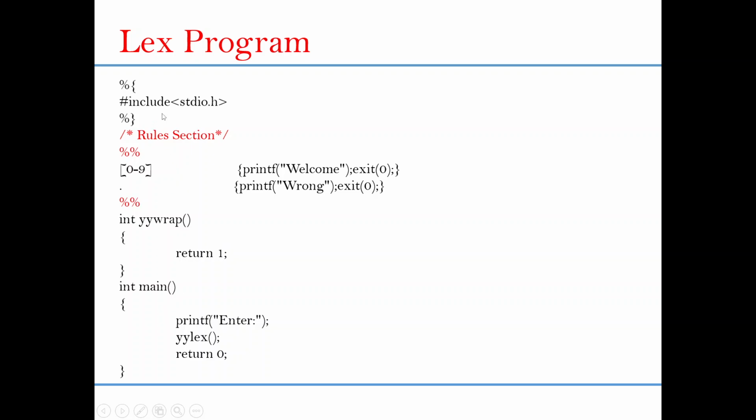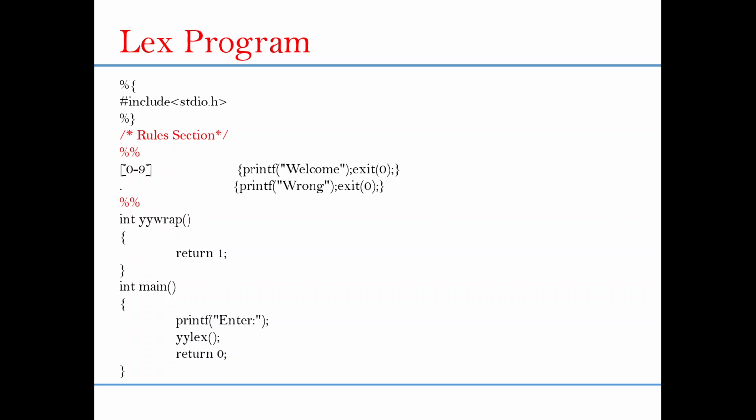Now how are we going to compile this program, and how are we going to run it? What it is expecting here is, if I enter any digit from 0 to 9, it will print welcome. Apart from that, if I enter anything else, it will print wrong. So that is the program.